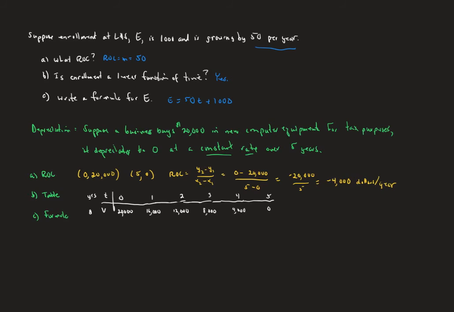Okay, and then our formula. So we are going to say, let's say the value is going to equal, it's going to be linear, so it's going to be a negative 4,000, that's our average rate of change, times t, plus the value at time 0, which was the 20,000.